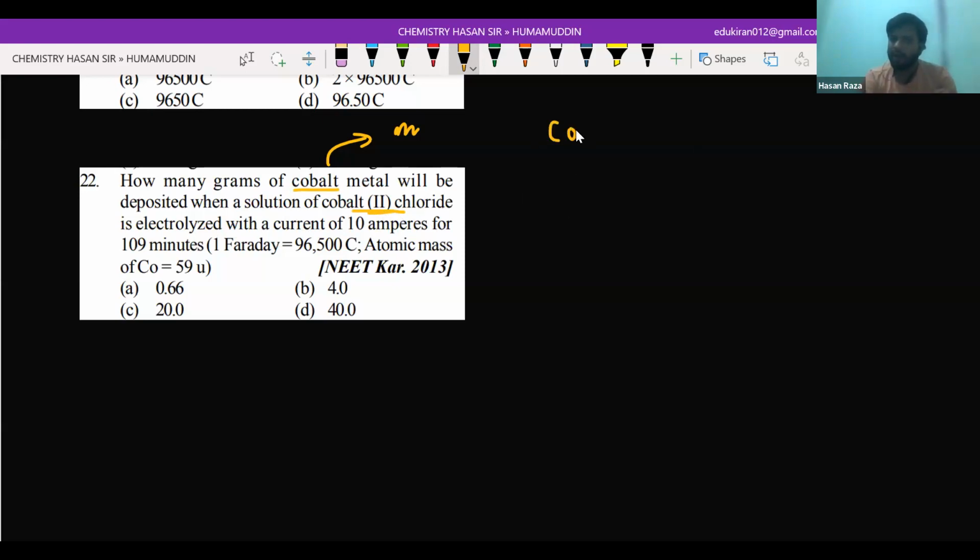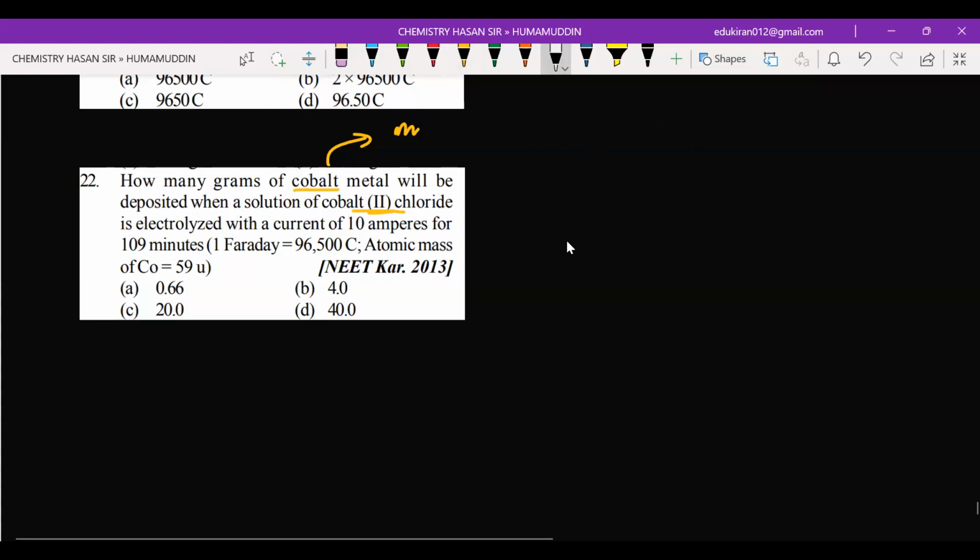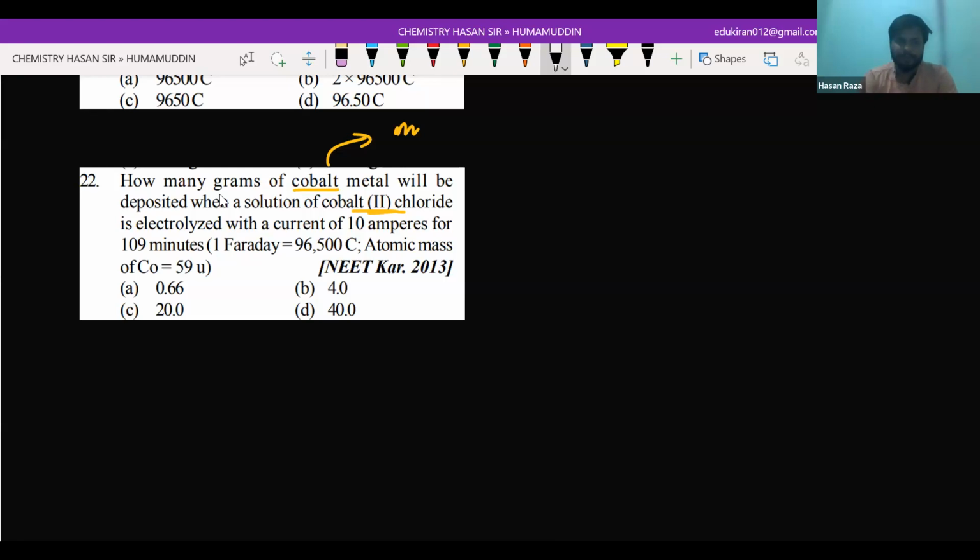Are you getting my point? Cobalt exists in +2, cobalt exists in +3. And if it has been written cobalt chloride, how we come to know whether the cobalt exists here in +2 or +3? Are you getting my point, both of you? Yes. So that's why it is given. Yeah, it makes the question easy.